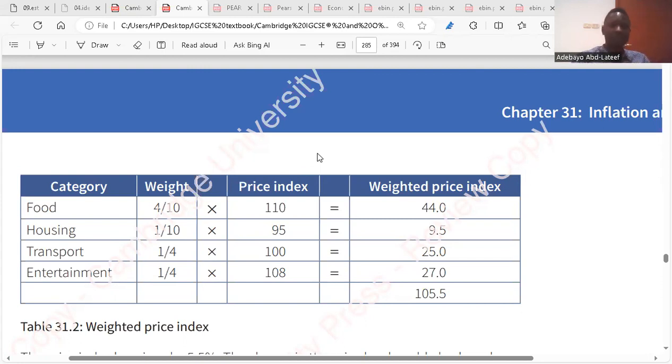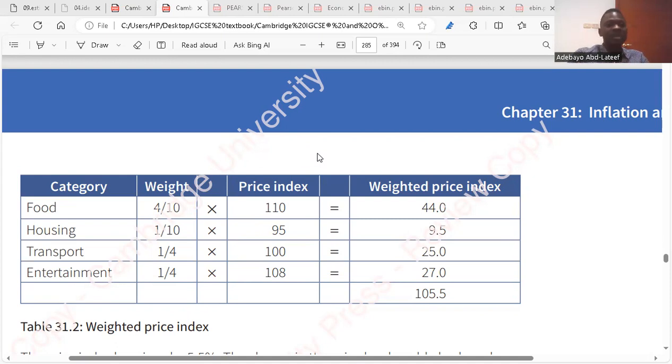They spend $40 on food, $10 on this and that. So the total weight will be 100%, 100. Then if food is 40, it will be 40 over 100. If housing is 20, it will be 20 over 100. If transport is 10, it will be 10 over 100. If entertainment is 30, it will be 30 over 100. So total, we get 100. So because we have to calculate the changes for the present year.